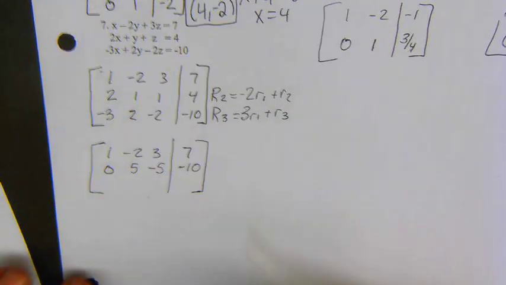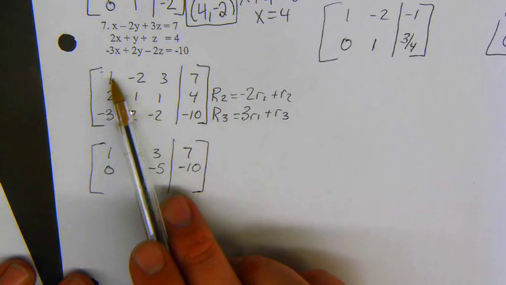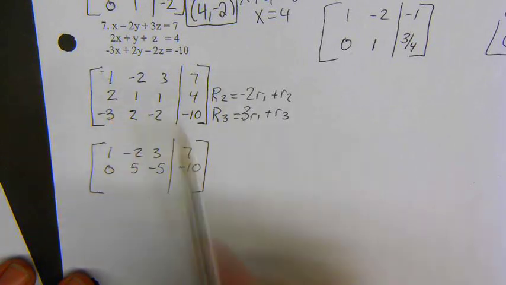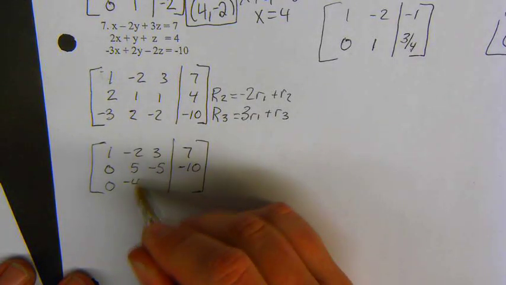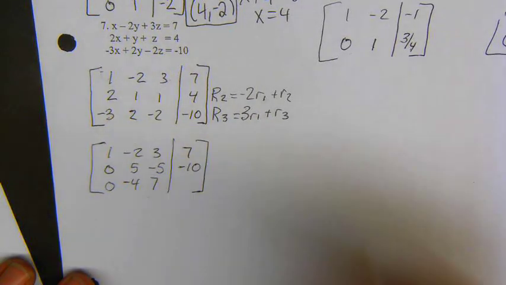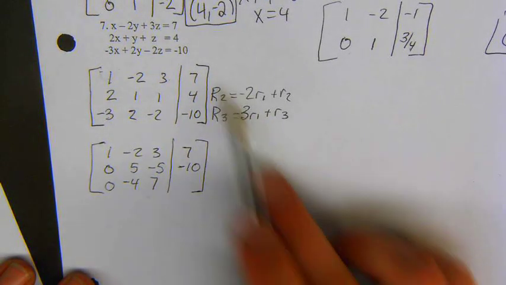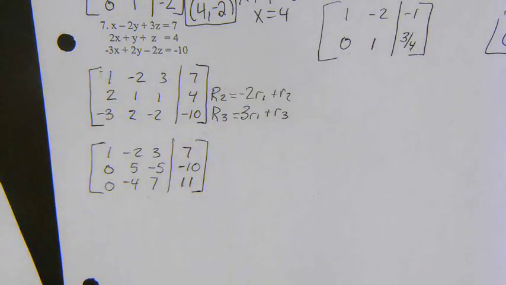Then on this one, they're already opposite signs, so 3 times row 1 plus row 3 becomes a 0. -6 plus 2 is -4. 9 plus -2 is 7. And 21 plus -10 is 11. All right. So there we have it. We've achieved what we need to, where we've got a 1, 0, 0.